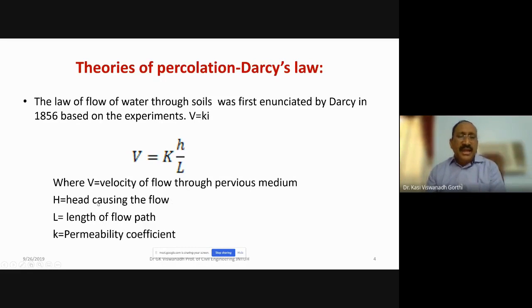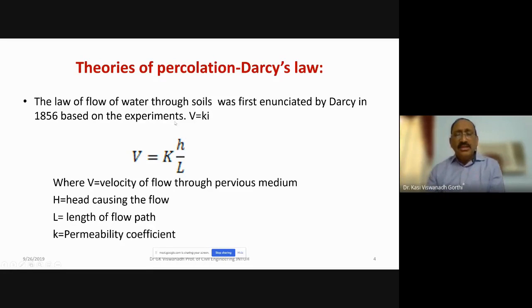H is the head which is causing flow, because you have a weir and there may be a shutter over the crest of the weir. There may not be a shutter also. In both cases, you need to consider the head which causes the flow from upstream to the downstream portion. L is the length of the flow path, which we will come back to. And K is the permeability coefficient. So the velocity V is equal to K into I, or velocity V is directly proportional to I.